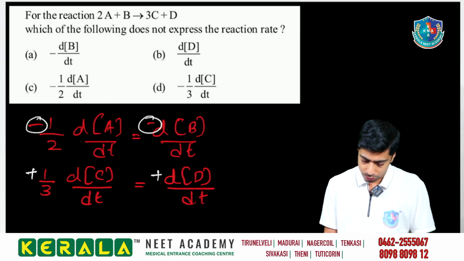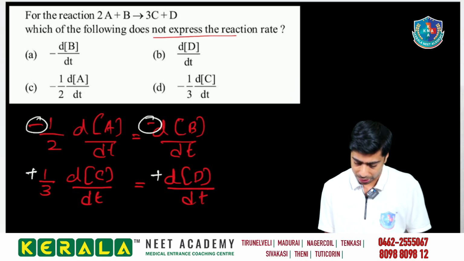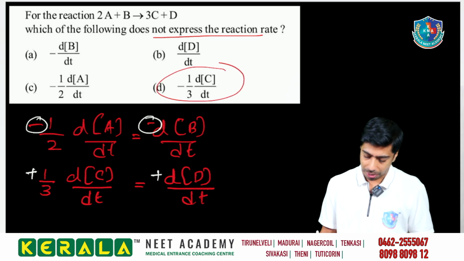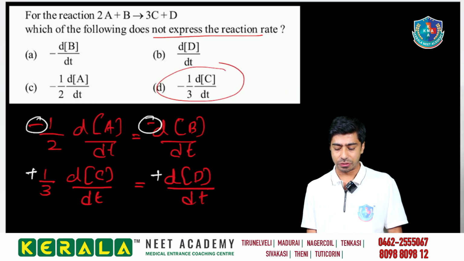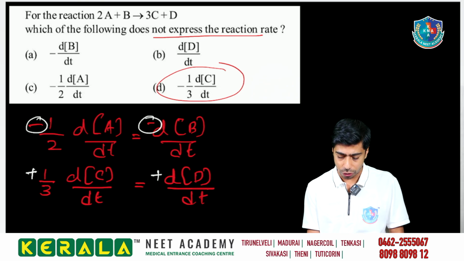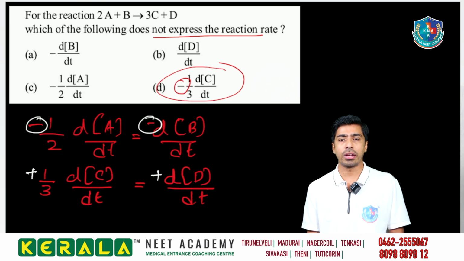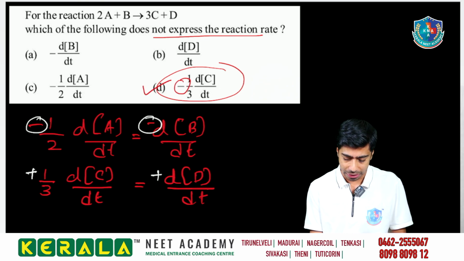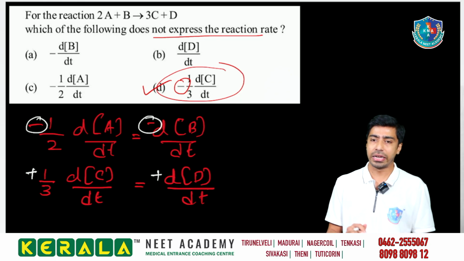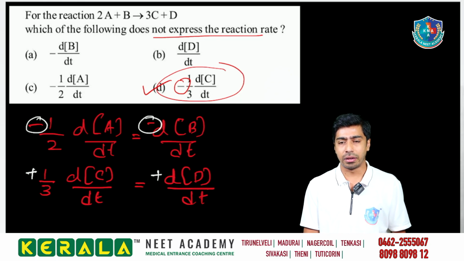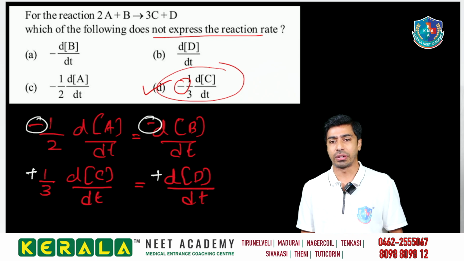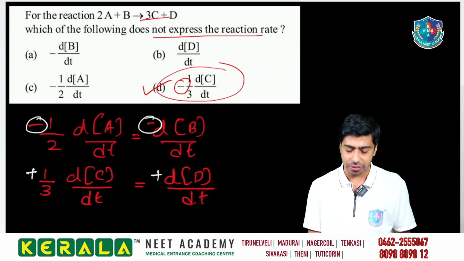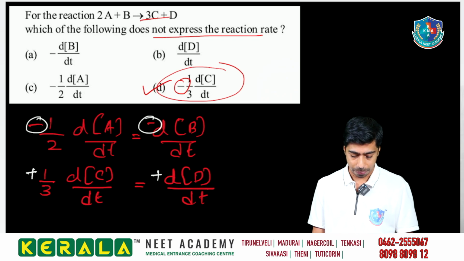So minus dB by dt is correct. You need to identify which is not the correct expression. See here, minus 1 by 3 dC by dt, because C is the product, and no need to mention a negative sign along with the concentration of product. So option D is wrong. In the rate equation, we will not use minus 1 by 3 dC by dt, but plus 1 by 3 into dC by dt.